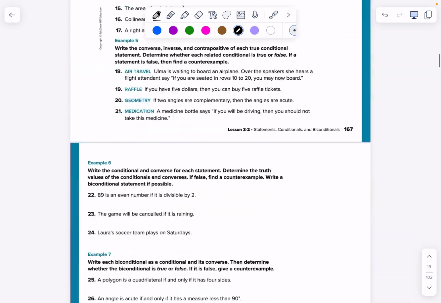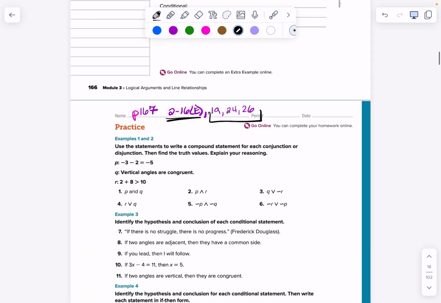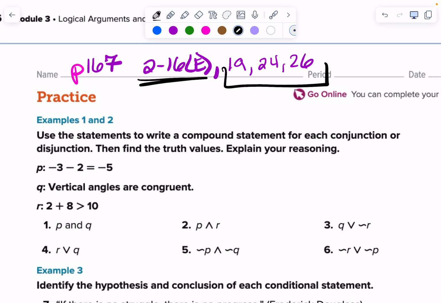Holy schmoly. Wait, for like 2 through 6, do we just put like the dog's black and must have 4 legs? Yes. No, 5. All right. Goodbye.